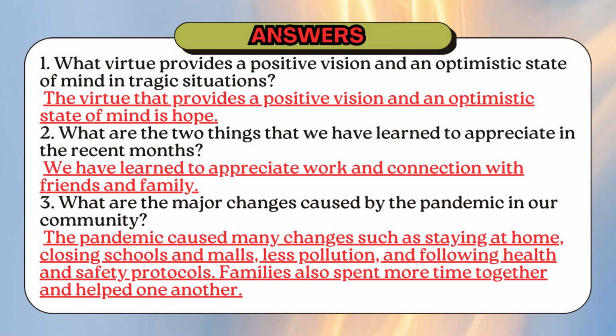Answers. 1. What virtue provides a positive vision and an optimistic state of mind in tragic situations? The virtue that provides a positive vision and an optimistic state of mind is hope. 2. What are the two things that we have learned to appreciate in the recent months? We have learned to appreciate work and connection with friends and family.